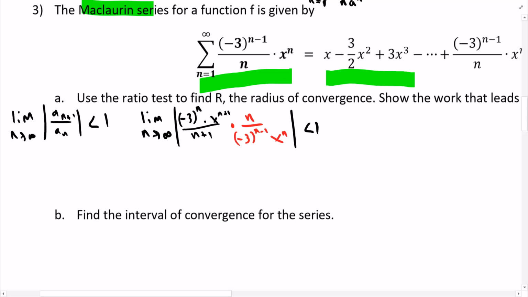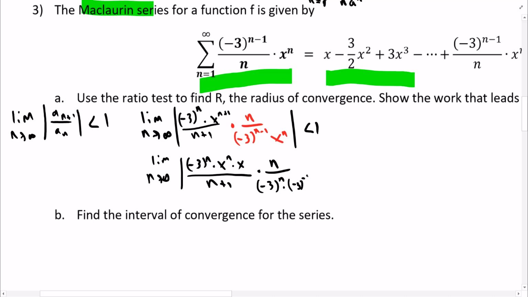The trick is basically this can just stay as (-3)^n. x^(n+1) is the same as x^n times x over n+1, times n over (-3)^n. It can be written as (-3)^n times (-3)^(-1), and then x^n. We're trying to show that it's less than 1. Some things cancel, right? This x^n is going to cancel that x^n. This (-3)^n is going to cancel that (-3)^n. And so what we're left with is much neater.